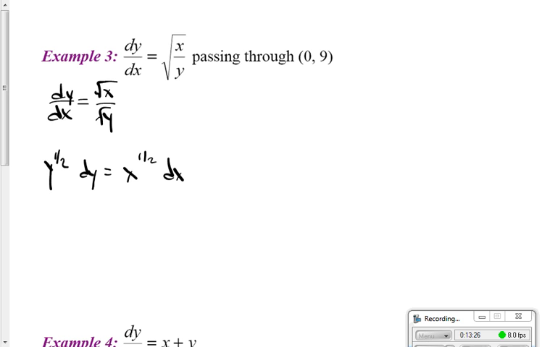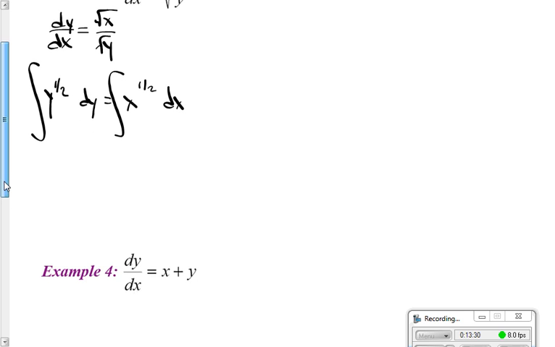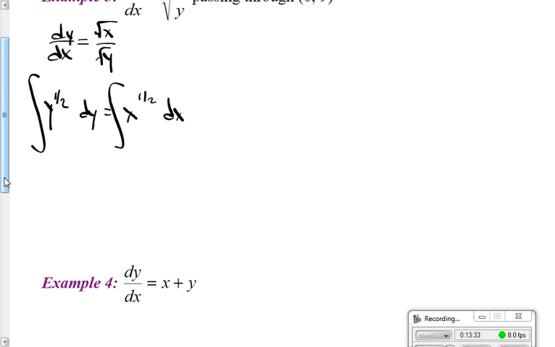Once we're there, we'll integrate. Integral of y to the 1/2, y to the 3/2 times 2/3 equals x to the 3/2 times 2/3 plus c. You need a constant of integration on one side or the other. You don't need it on both, just to reiterate. Okay.